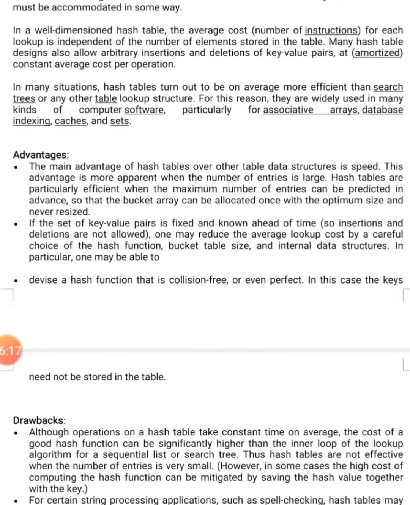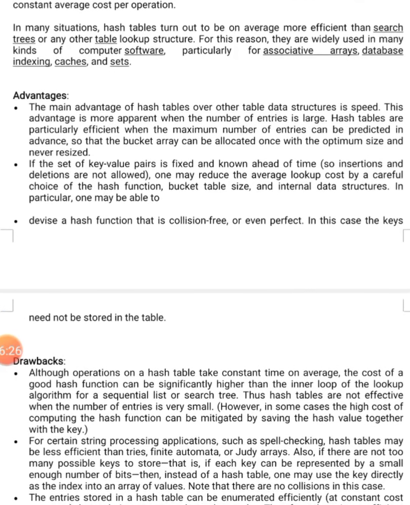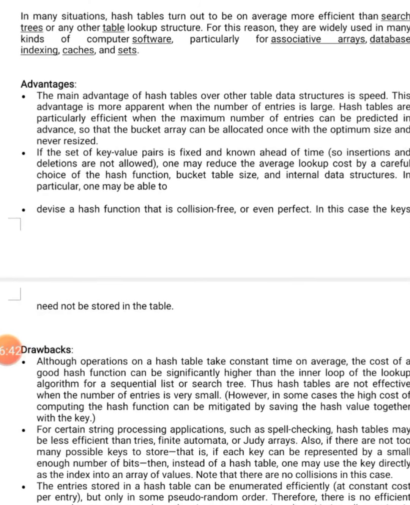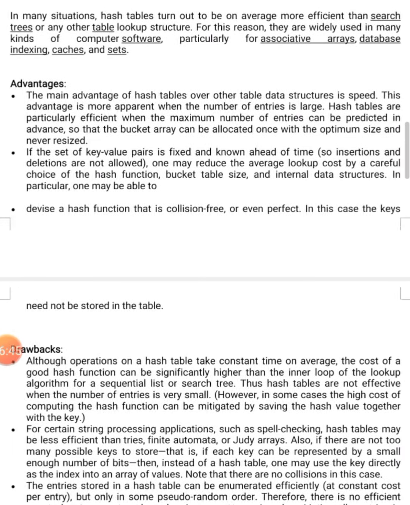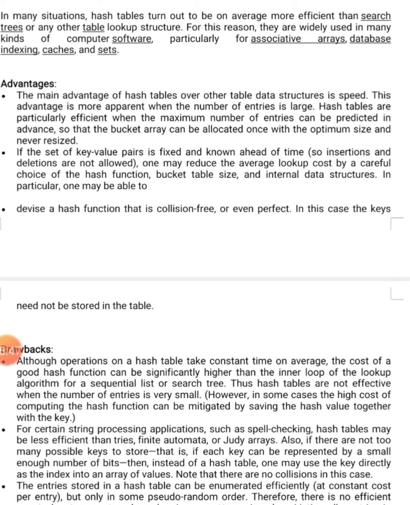Many hash table designs also allow arbitrary insertions and deletions of key-value pairs at amortized constant average cost per operation. In many situations, hash tables turn out to be on average more efficient than search trees or any other table lookup structure. For this reason, they are widely used in many kinds of computer software, particularly for associative arrays, database indexing, caches and sets. Advantage: the main advantage of hash tables over other table data structures is speed.